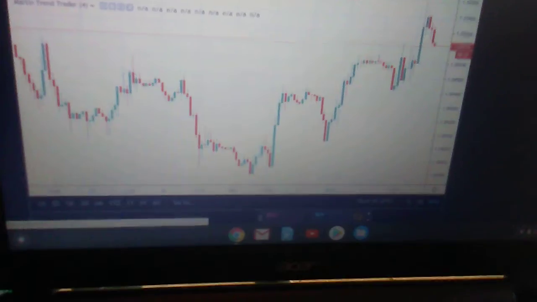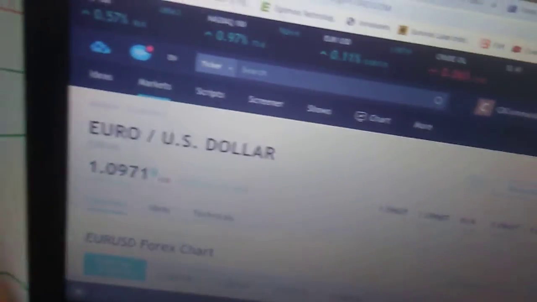Before we do that, I'm going to go back here. I want to show y'all something. Here we go, right here. We got the EUR/USD. Let's go down here. I want to show you something. If you come down, you got the chart right there, and you can see how it dropped off.